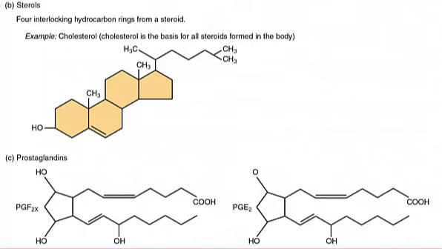Next we have steroids. So what is a steroid? A steroid is a compound referred to as a sterol. It has as its foundation a set of 4 hydrocarbon rings bonded to a variety of other atoms and molecules.